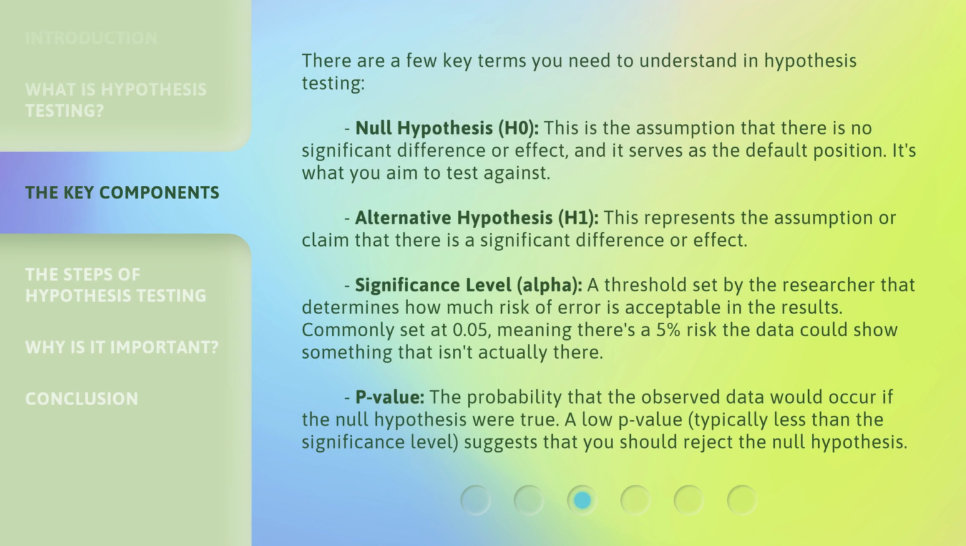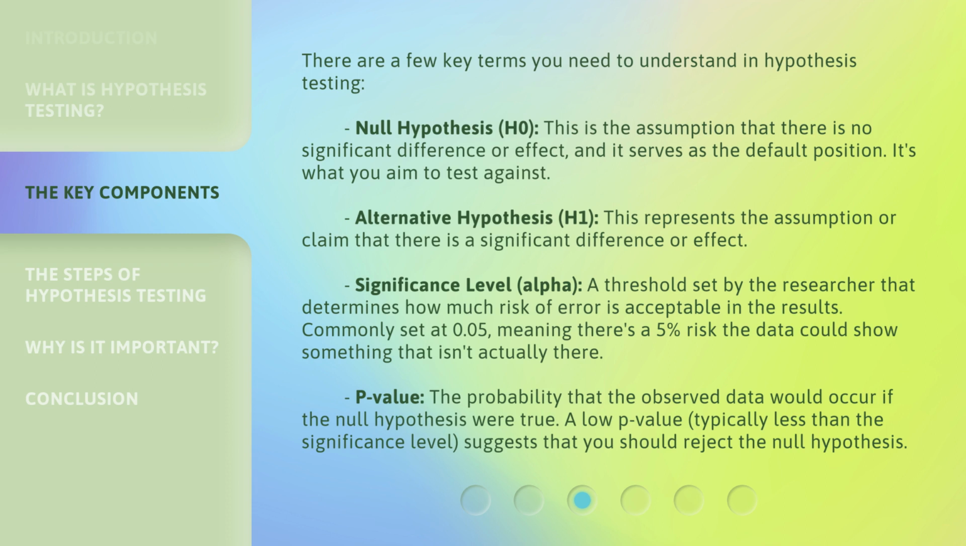There are a few key terms you need to understand in hypothesis testing. Null hypothesis, H0. This is the assumption that there is no significant difference or effect, and it serves as the default position. It's what you aim to test against. Alternative hypothesis, H1. This represents the assumption or claim that there is a significant difference or effect.